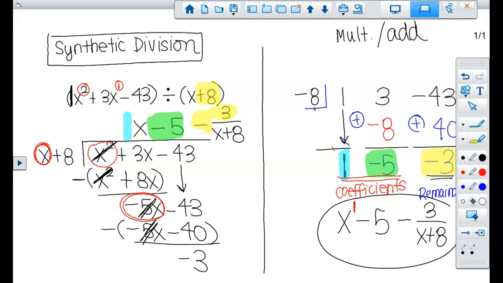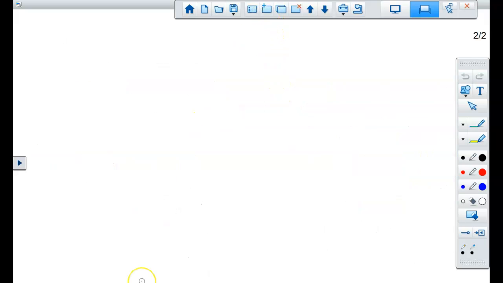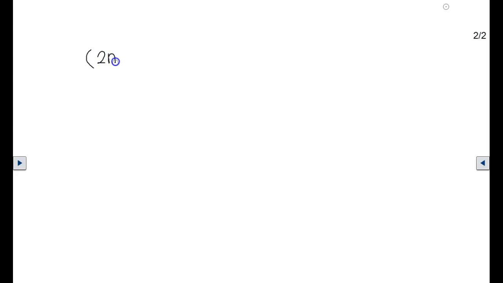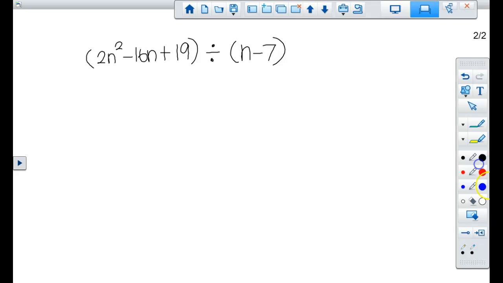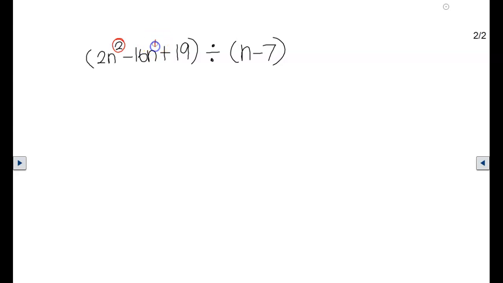Now I know that may be a little confusing at first, but hang in there with me. Let's try another one. All right, let's do this time 2n squared minus 16n plus 19, and we're going to divide that by n minus 7. Now, let's do this one with only synthetic division. So first, let's check and see if we've skipped any powers. We had n to the second, n to the first, and then n to the 0. So we're good there. We didn't skip any powers.